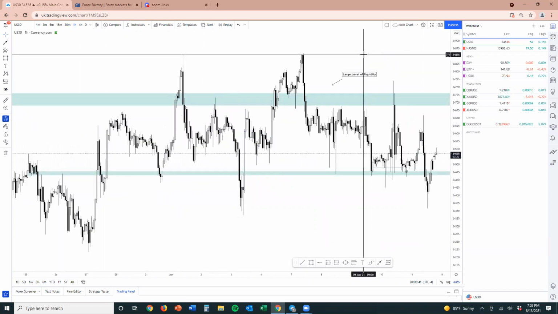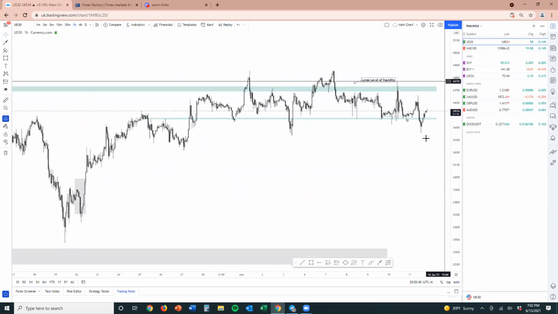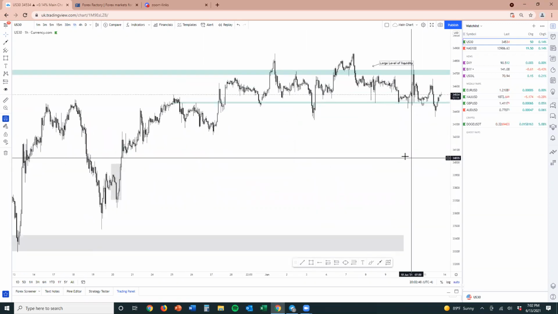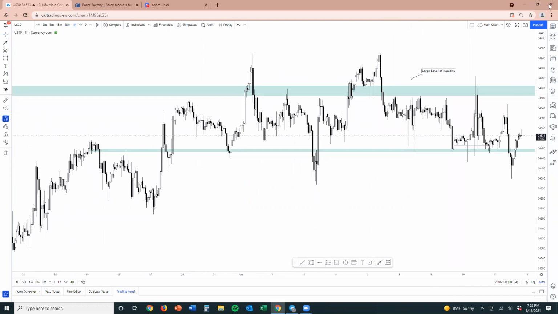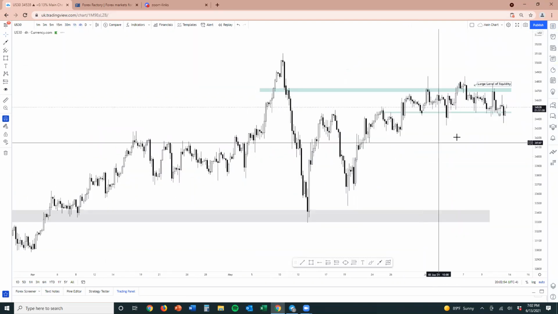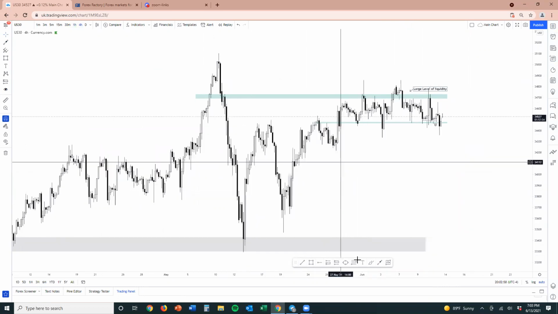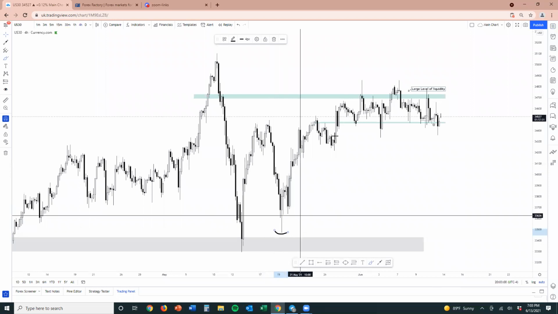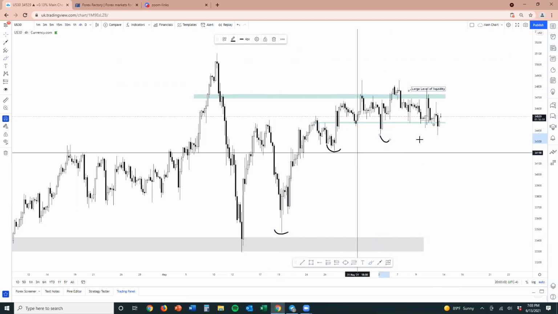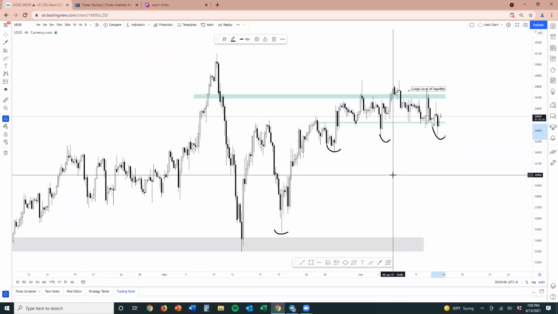All right, so we're gonna start with indices because, to be honest, they've been moving really hectic these last few weeks. So, looking at US 30, let's go to the 4 hour real quick. We see we are in this overall uptrend. We are creating structure, and throughout here, we actually had a double bottom at this level, as we can see.